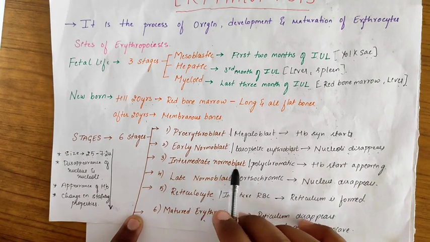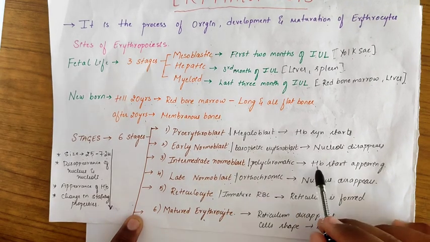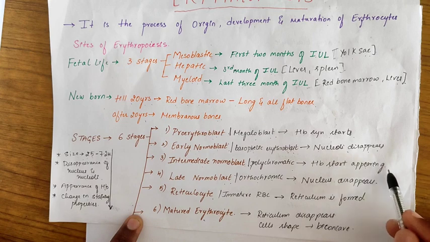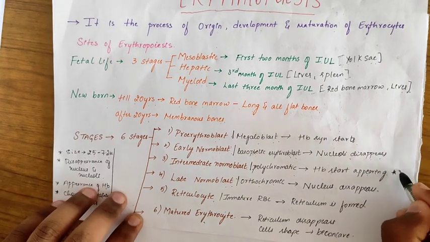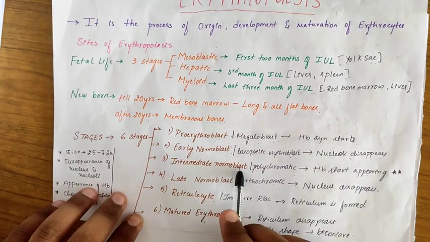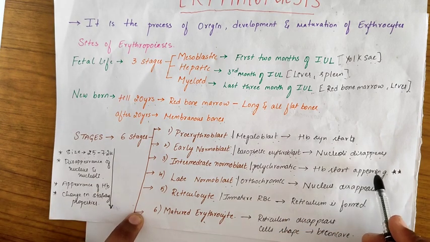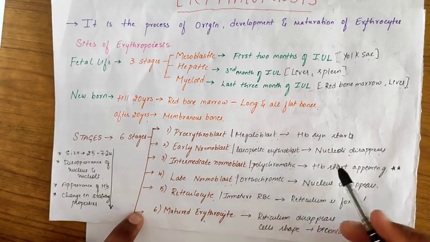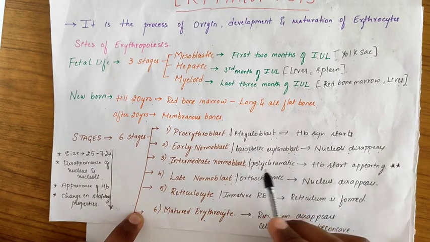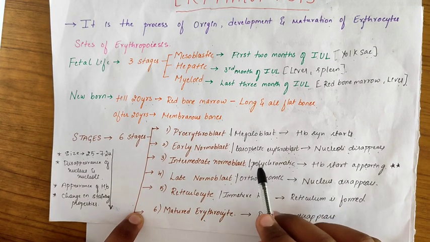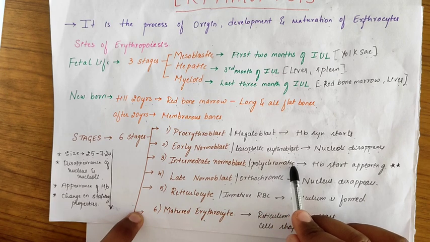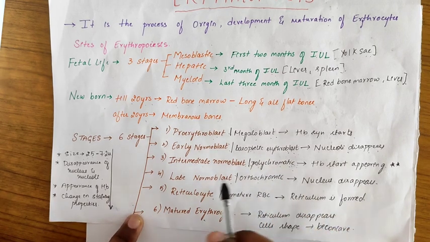And the next stage is the intermediate normoblast. Here the important event is that hemoglobin starts appearing. It's very important. The hemoglobin appears in the intermediate normoblast. It is called polychromatic erythroblast because, since the hemoglobin starts appearing, the cell stains with the acidic dye also. So the cytoplasm stains with both acidic and basic dyes. So it is called polychromatic.